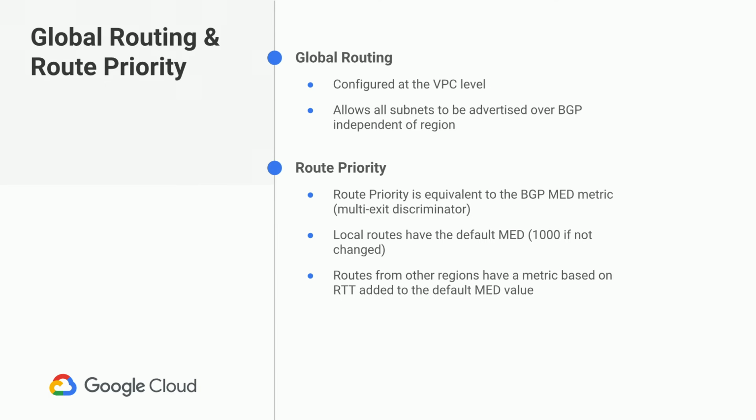So for example, let's go back to the east-west central sort of environment. If I have a subnet in the west and I'm advertising that subnet through an interconnect in the east, what will actually happen is the cloud router knows that that subnet lives in the west region, but that interconnect is in the east region. So it will artificially inflate that route priority by some value, which is based on the RTT time from where the interconnect was built to where the subnet is built.